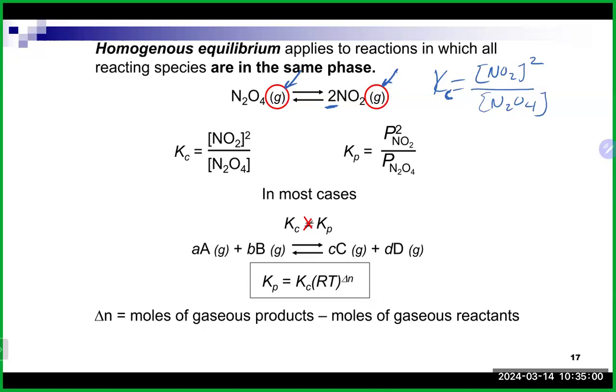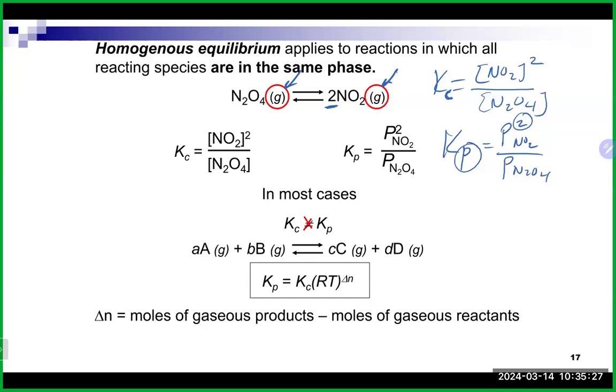And we could write a K expression for this that deals with partial pressures. That would be the partial pressure squared of NO2, once again using the coefficient as the exponent, divided by the partial pressure of N2O4. This is what is known as the Kp value, P meaning pressure. So clearly, in order to write a Kp, you need gas involved. You need at least some gas to cause pressure.